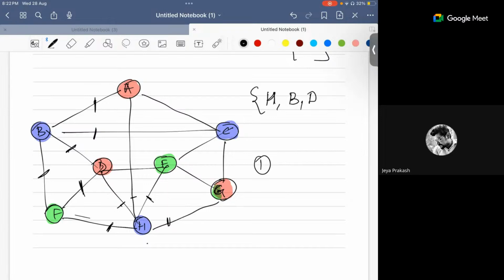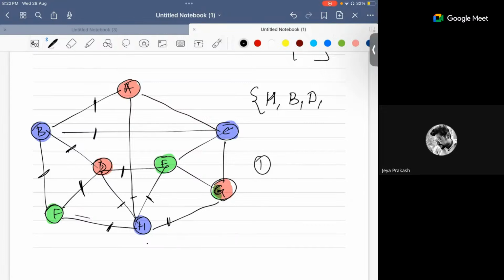If you are taking D, this will be covered. This is also covered, right? So now, which edges are left? AC is left and EC is left. D we have already taken. Let's take G, because G is having, yeah. Go ahead.